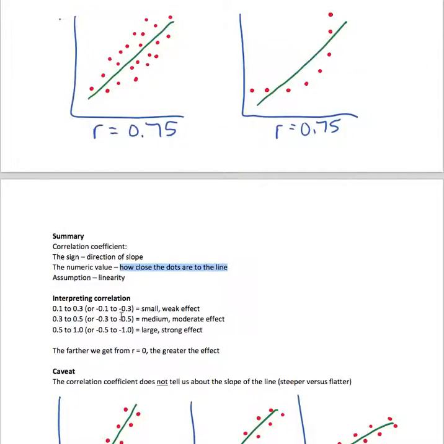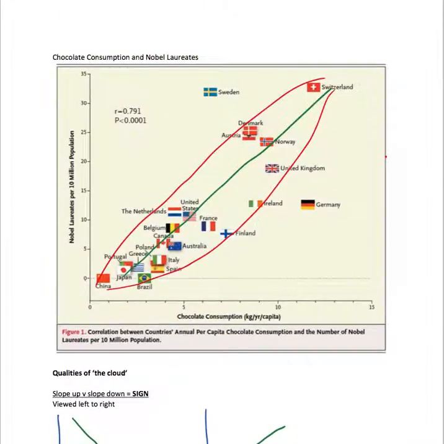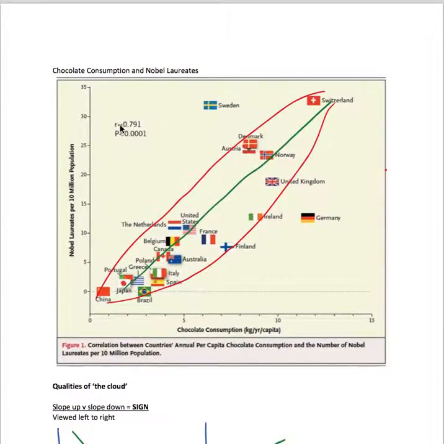From 0.3 to 0.5, we consider that sort of a medium or a moderate effect. And from 0.5 to 1, that's considered a pretty strong effect or a large effect. And so remember our relationship here, the R for the relationship between chocolate and Nobel laureates. The R is 0.79, so if we rounded this, it would be 0.8. And so this is a good example of a pretty strong association, even with these outliers present.